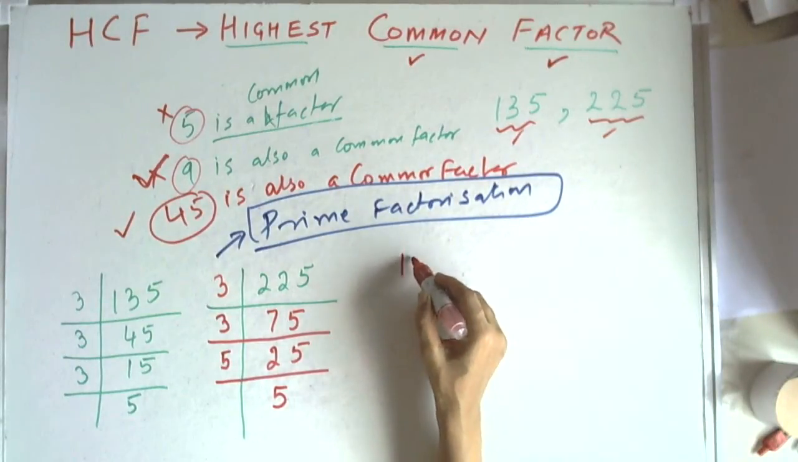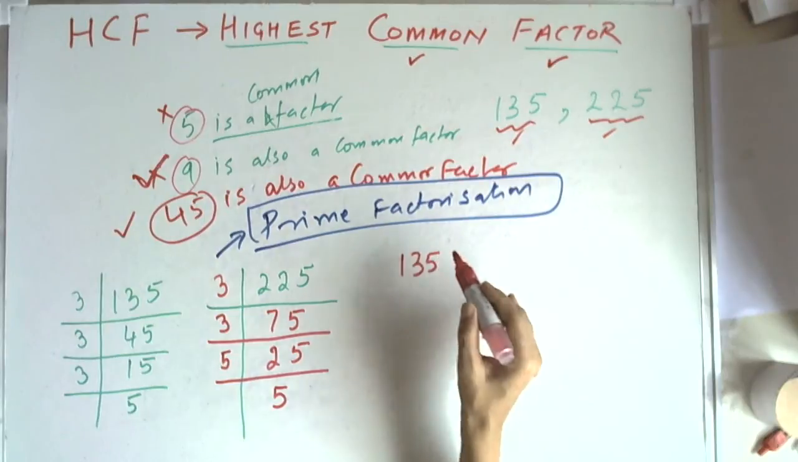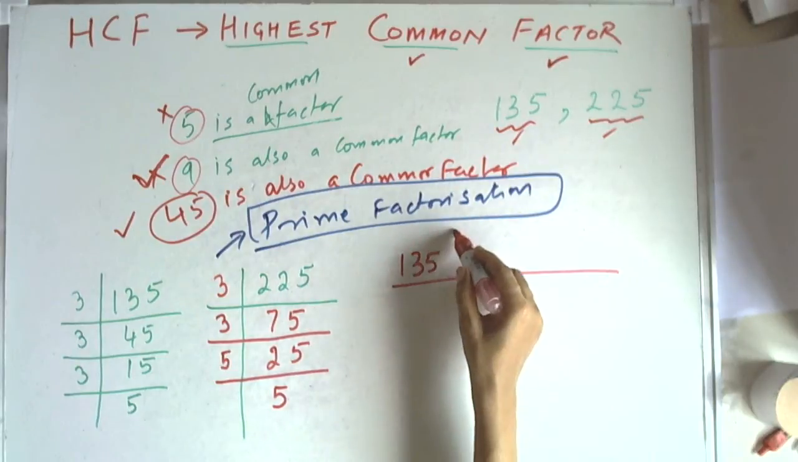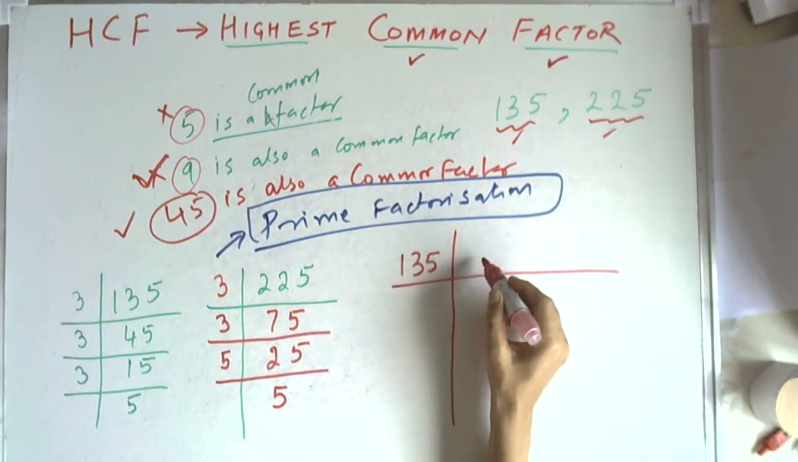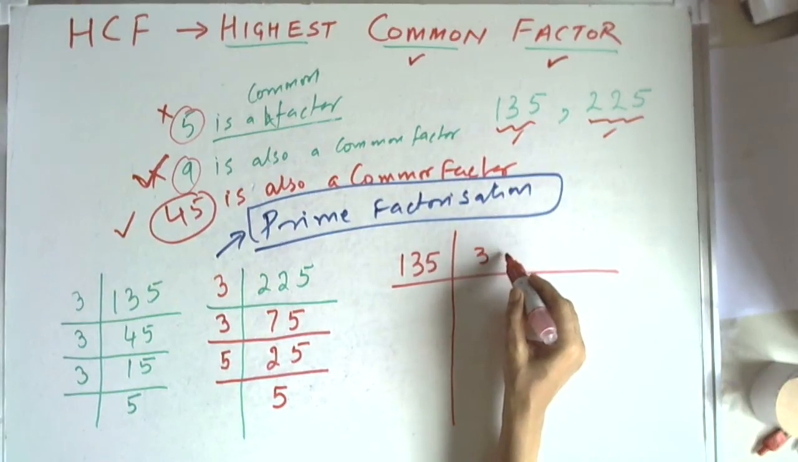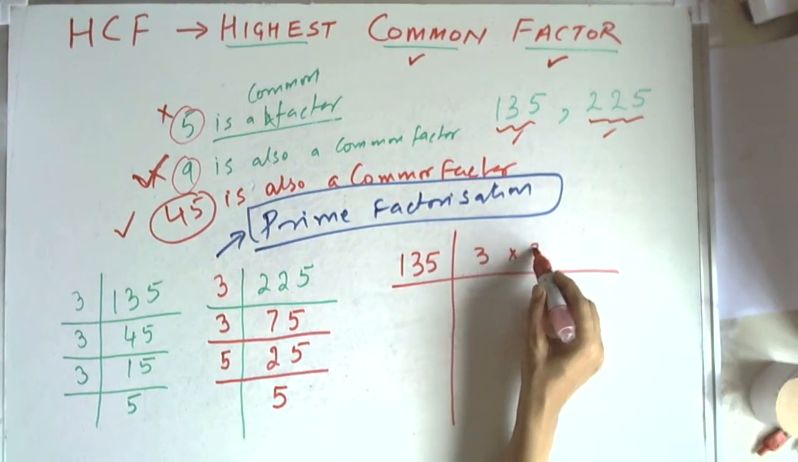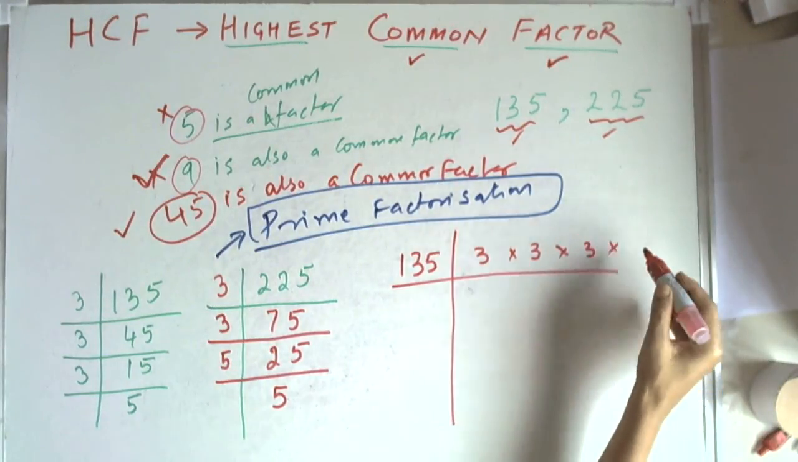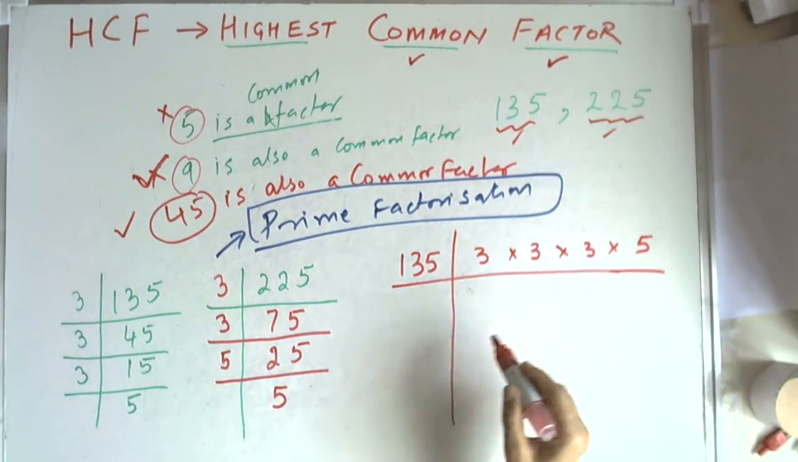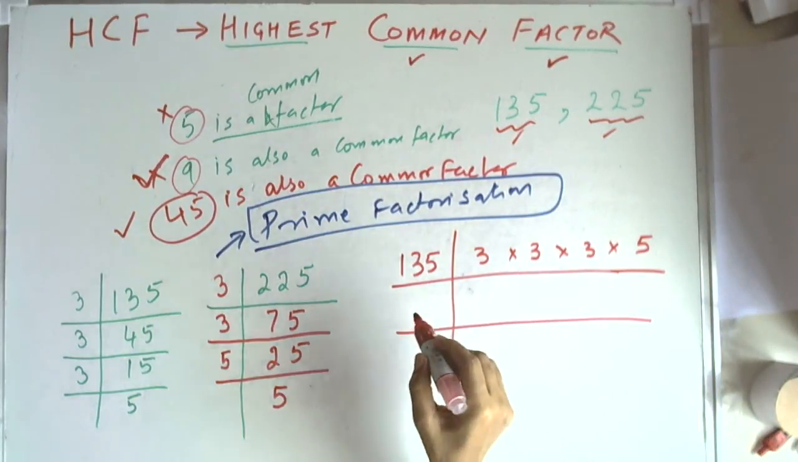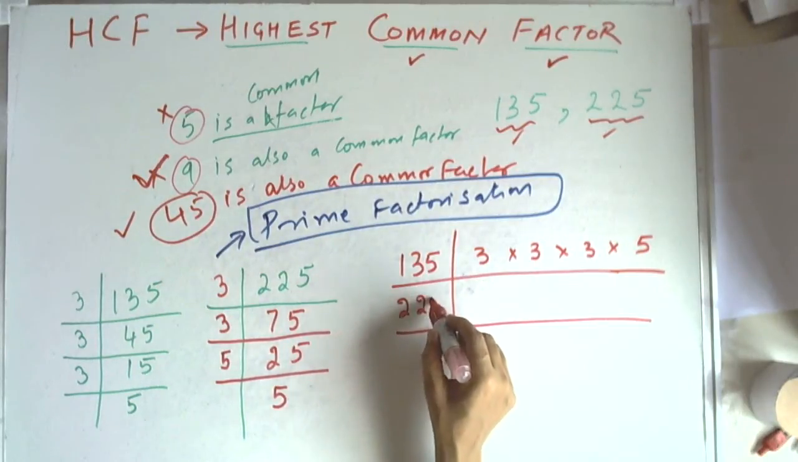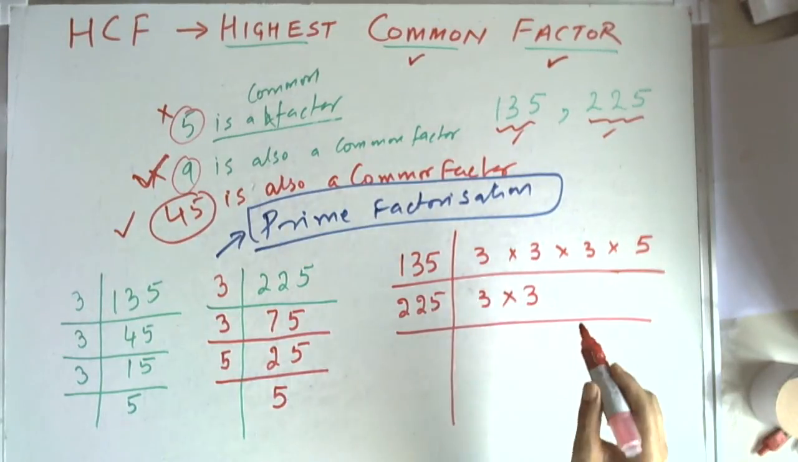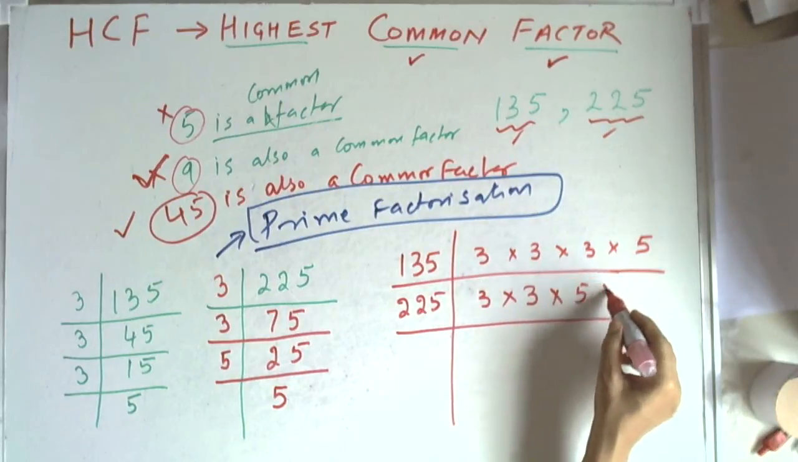Now what do we have to find? What we have done is, we have found the factors of 135. What are those factors? 3 into 3 into 3 into 5. And then similarly we write 225. 225 factors are 3 into 3 into 5 into 5.